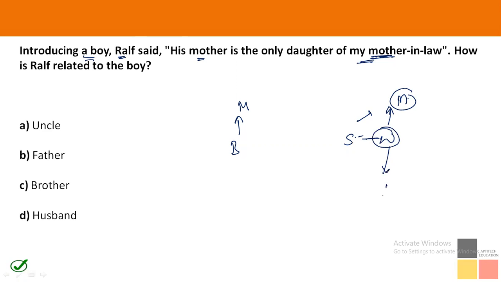So this means that the boy is the wife's child. Since the boy is the wife's child, that means Ralph is the father of this child. So how is Ralph related to the boy? Ralph is the boy's father. Very simple question. Just pay attention to the details and you would be good with every question that comes up.